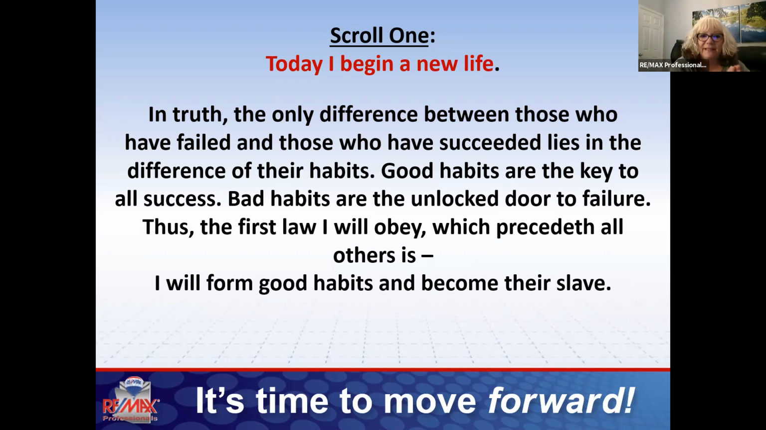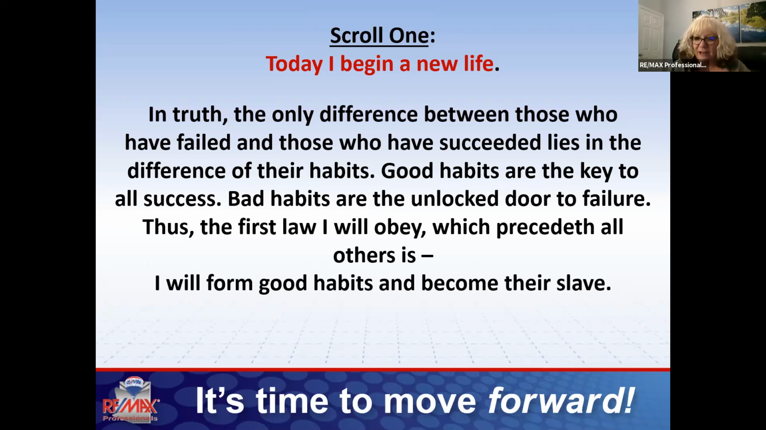So I put this in here because scroll 1 is "Today I begin a new life." And in a passage in there, what's on the screen, it says that in truth, the only difference between those who have failed and those who have succeeded lies in the difference of their habits. Good habits are the key to success. Bad habits are the unlocked door to failure. That's the first law I will obey, which precedeth all others, as I will form good habits and become their slave.